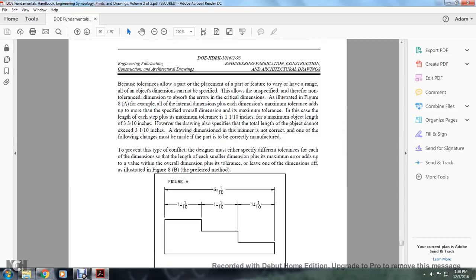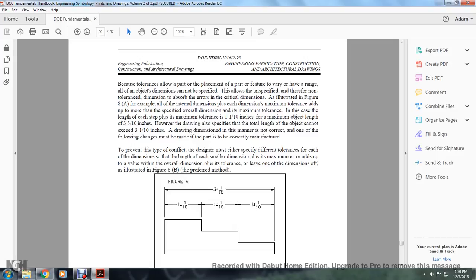Both tolerances allow the placement of the feature to vary within a range, with all the object dimensions specified. This allows the unspecified, therefore non-tolerance, dimension to absorb the error. The error of the critical dimensions is illustrated in Figure 8A. For example, each of the internal dimensions plus its maximum tolerance is added up to more than the specified overall dimension maximum tolerance. In this case, the length of each step plus the maximum tolerance of 1/10th of an inch gives a maximum object length of 3 3/10ths of an inch. However, the drawing specified the total length of the object cannot exceed 3 1/10.